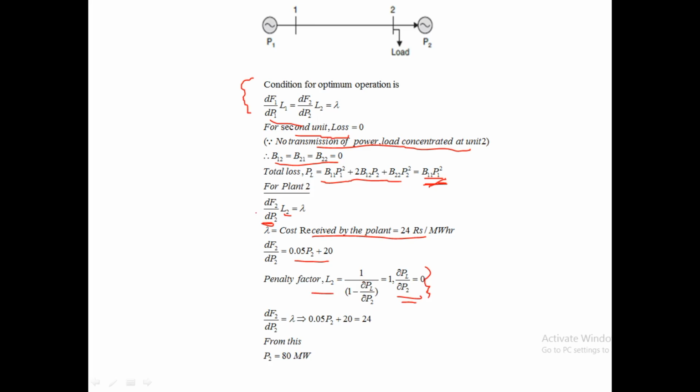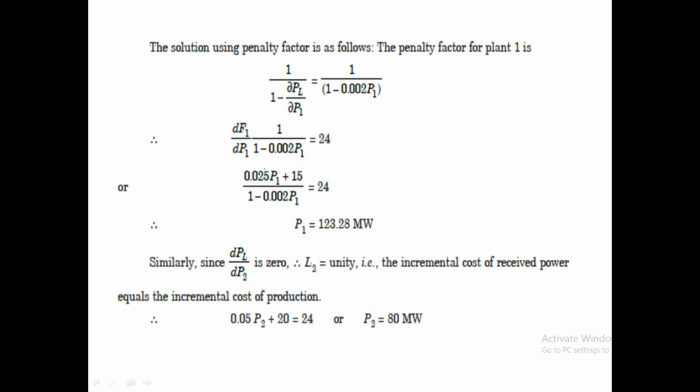So you can write df2 by dp2 into L2 equal to 1. So df2 by dp2 equal to lambda: 0.05 into P2 plus 20 equal to 24. From this you can find P2 equal to 80 megawatt. Now we are going for the first unit. This is for the first unit.